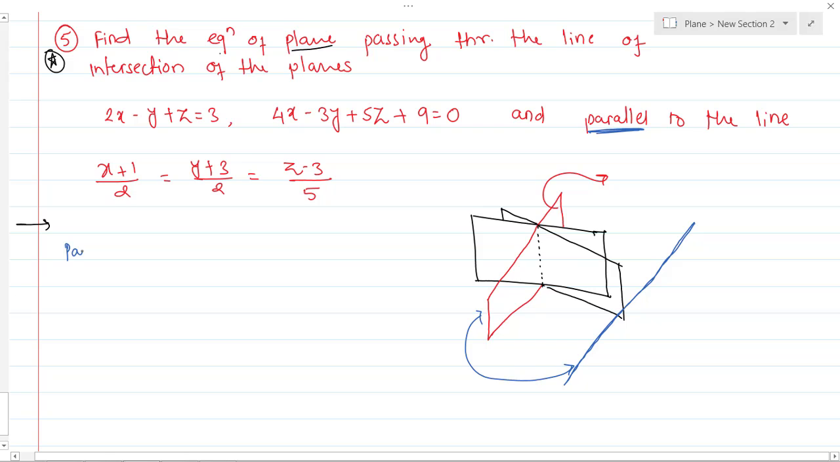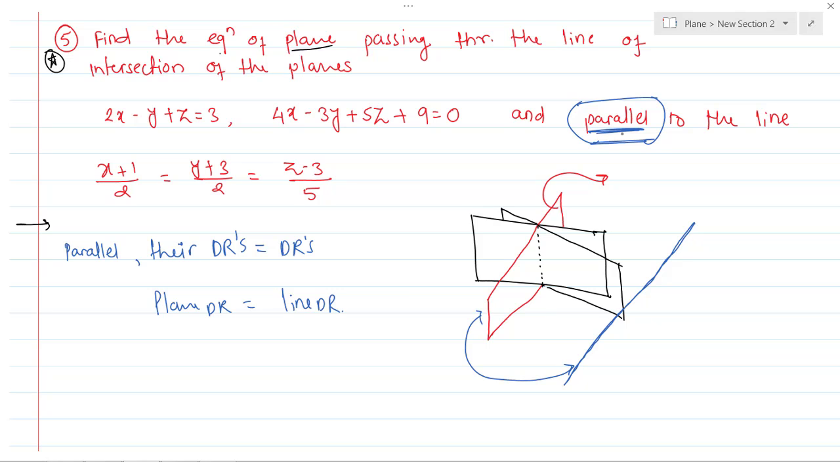Parallel means what, boss? Their direction ratios will be same. The direction ratio of the plane is equal to the direction ratio of the line. If these two are parallel to each other, then their direction ratios will be same. Always remember that whenever you get this keyword parallel or perpendicular, turn on your mind's light and match the direction ratios. Okay, turn on your mind's light, match the direction ratios.